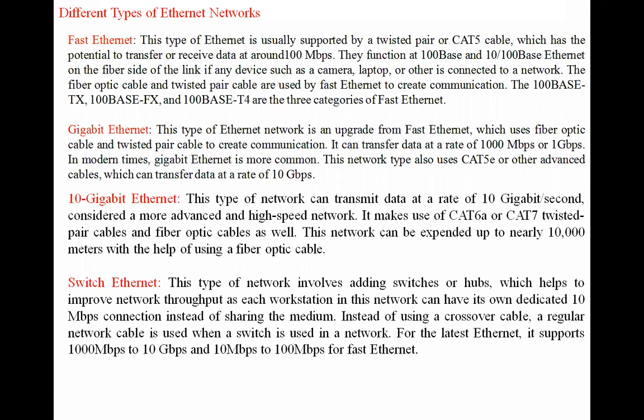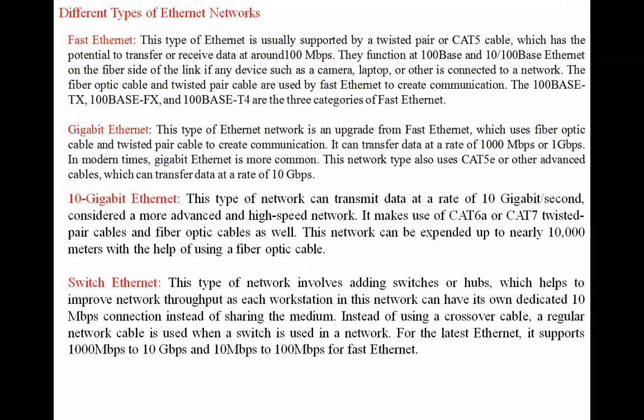So this, you have to know: the Fast Ethernet we can use, Gigabit Ethernet, 10 Gigabit Ethernet, and the Switch Ethernet. Fast Ethernet is nothing but how fast this particular Ethernet is for receiving and transferring the data. For Fast Ethernet, we are using twisted pair, that is called a Cat5 cable.